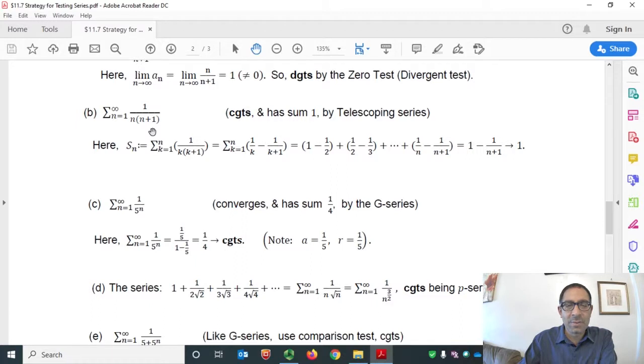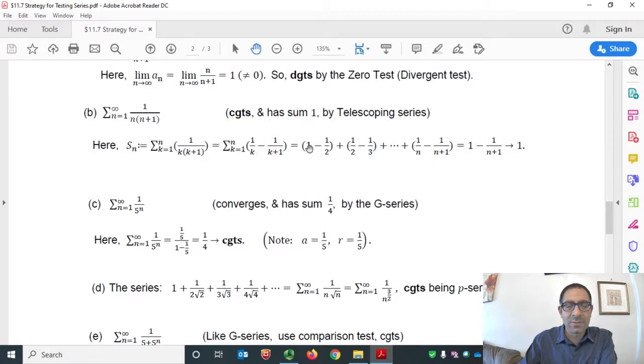Let's use the telescoping series. So define the partial sum. Sn equals the summation, k runs from 1 to n, of 1 over k times (k plus 1). Using the partial fraction technique, we can rewrite this as the summation of 1 over k minus 1 over (k plus 1). And expand here, put k equals 1.